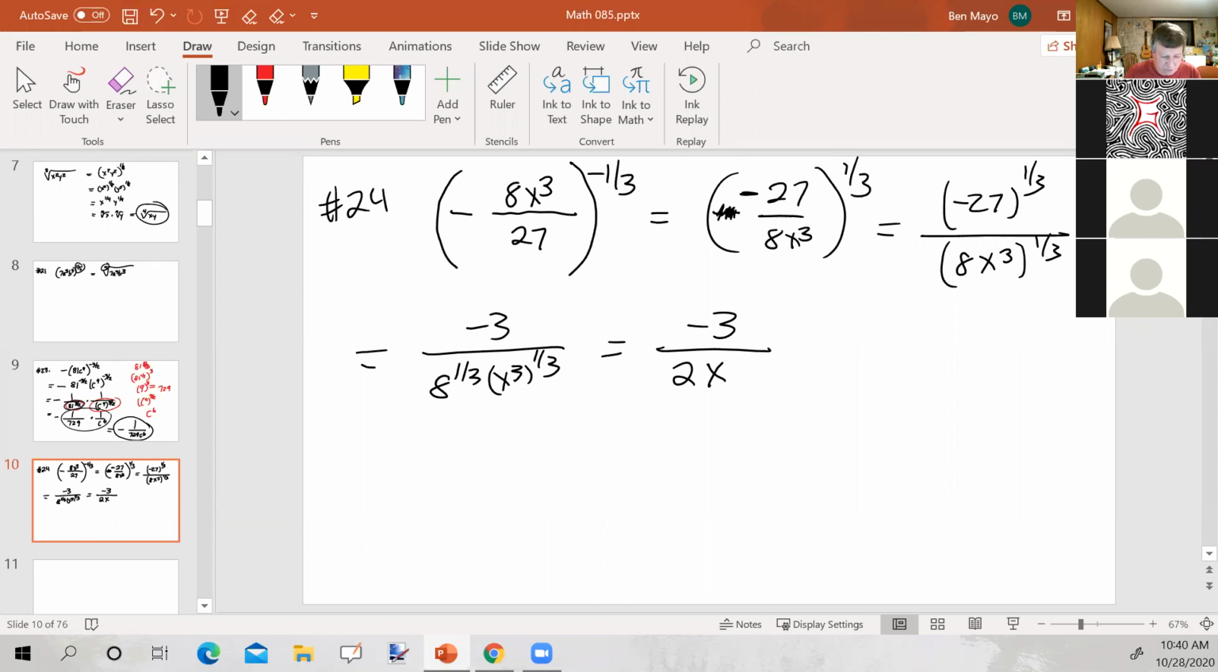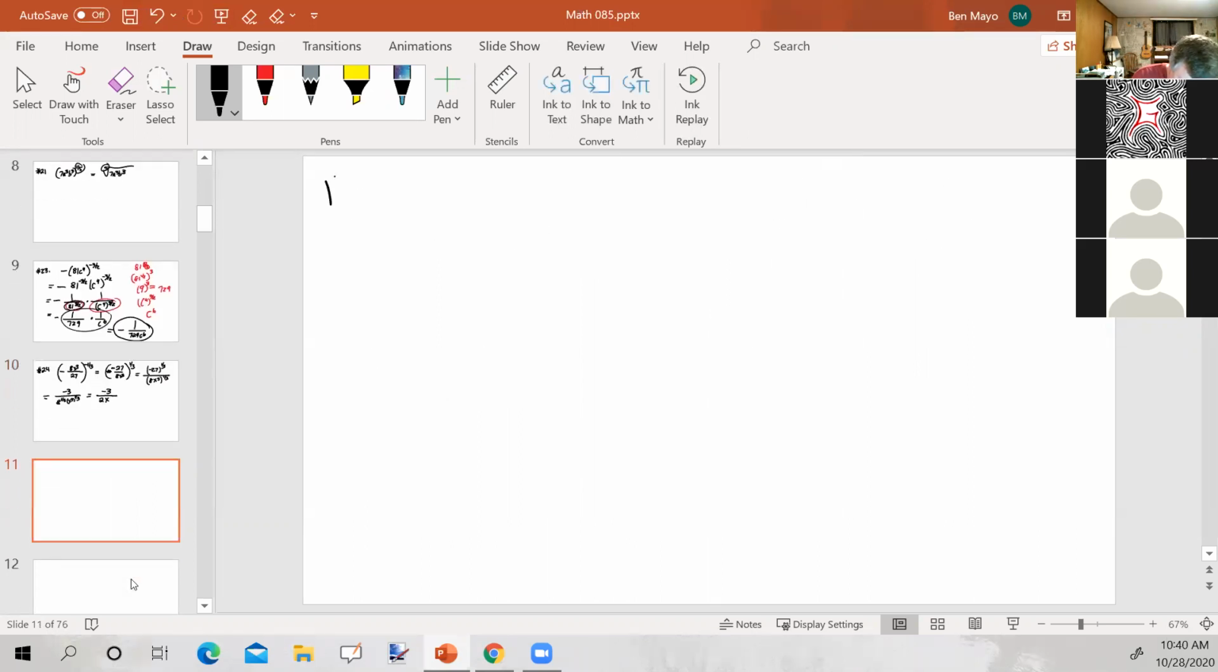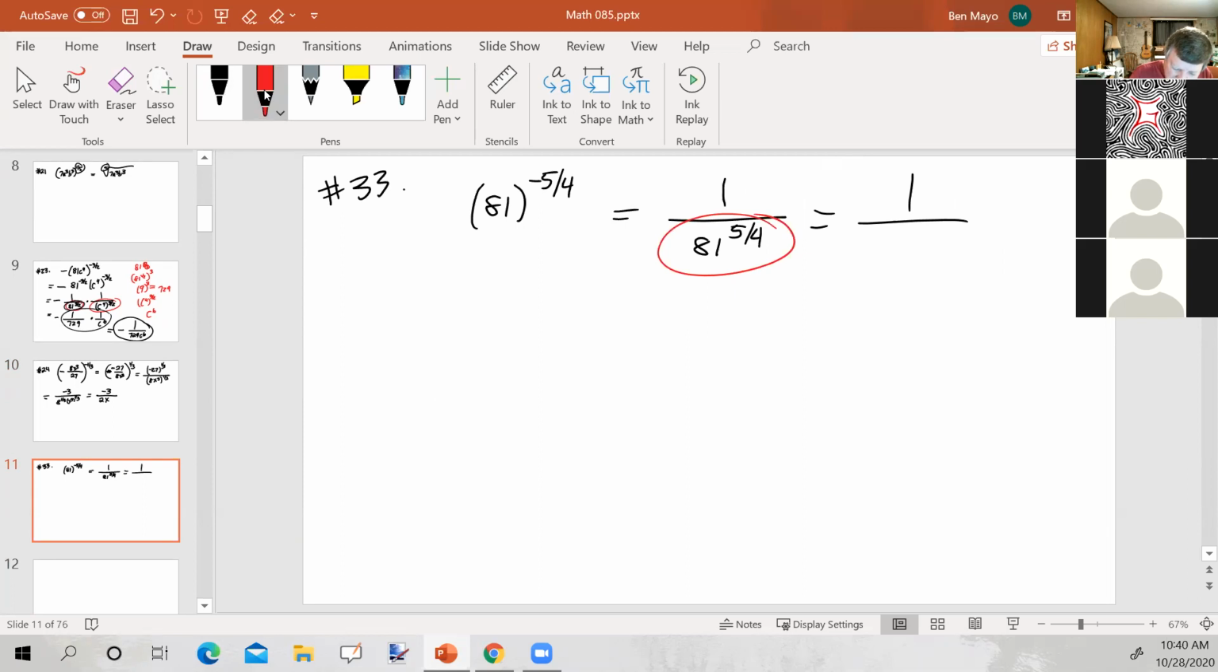That takes us to number 33, which says, simplify the expression 81 to the negative 5/4 power. So this would be 1 over 81 to the positive 5/4 power. Let's take this piece and take a look at that. 81 to the 5/4 power, we could take the 4th root and then raise it to the 5th power. Well, the 4th root of 81 is 3, because 3 times 3 times 3 times 3 is 81. So we get 3 to the 5th power.